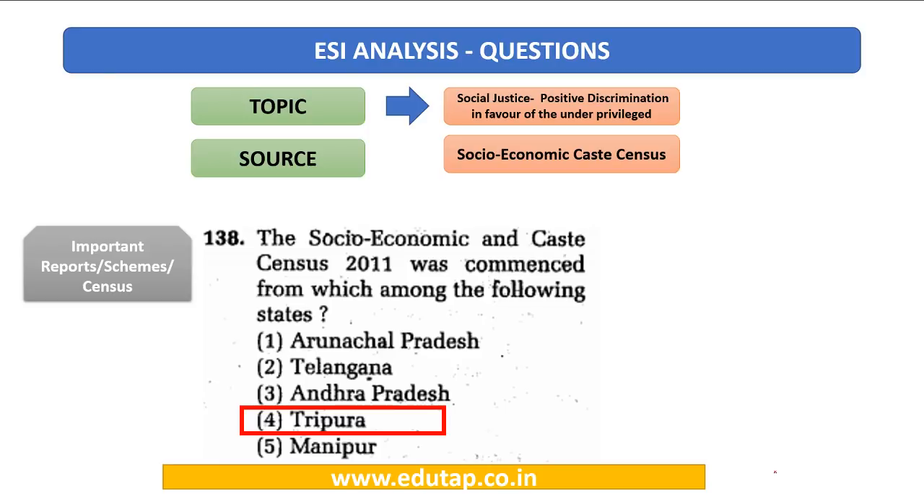So the next question says, the socio-economic and caste census 2011 was commenced from which among the following states? The answer to this question is Tripura, and it can be linked to the topic of social justice of our ESI syllabus. Now friends, the source of this question is the socio-economic caste census, basically not directly from that census, but yes, about the background of that census, and in fact it is a very factual question.